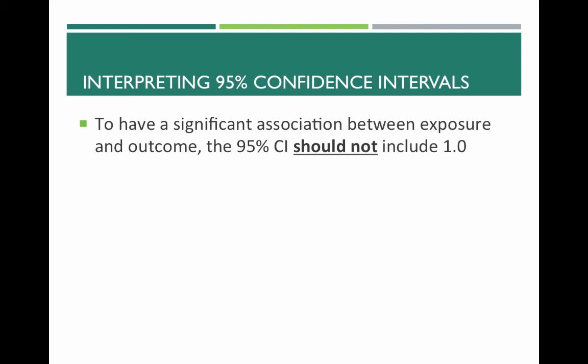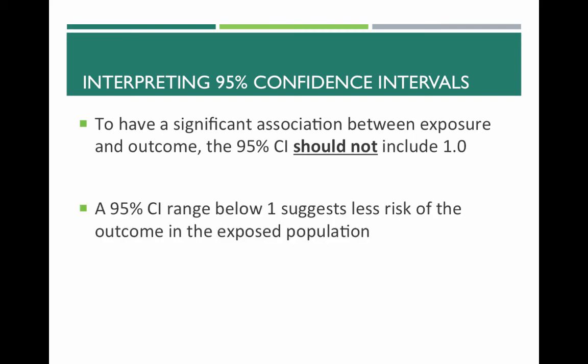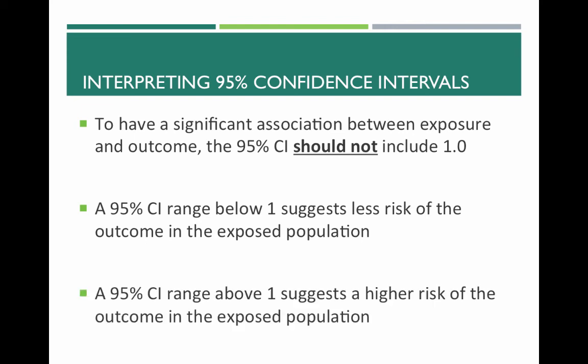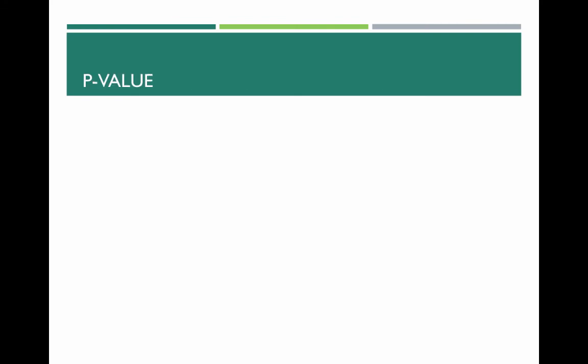So if the confidence interval includes 1, there's no significant association between exposure and outcome. A confidence interval with both ends of the interval below 1 suggests less risk of the outcome in the exposed population. And a confidence interval with both ends of the interval above 1 suggests a higher risk of the outcome in the exposed population. So let's quickly talk about p-values.